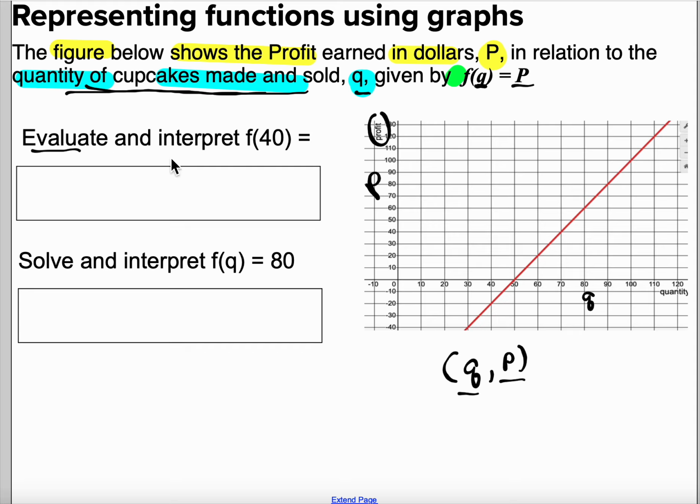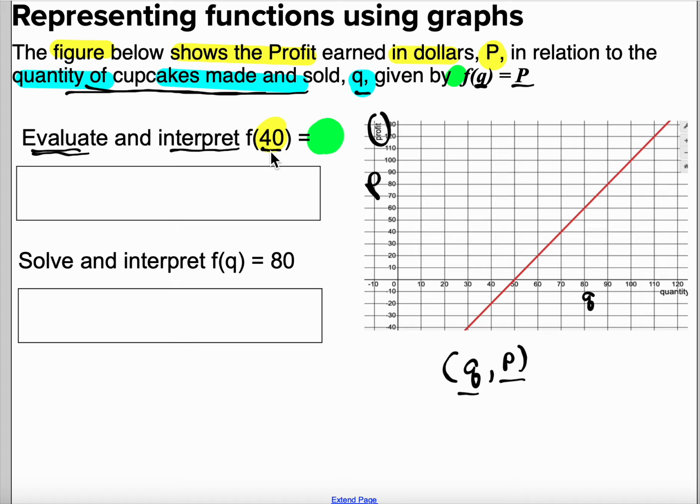It says evaluate and interpret. So not only are we going to find the value of the output, then we're going to interpret this with a sentence in context, given what each of the variables mean. And so it tells me I'm evaluating, but I should know that I'm evaluating because it gave me the input right here, an input of 40, and it wants me to find the value of the output. That's what that's saying. So let's read the graph here.